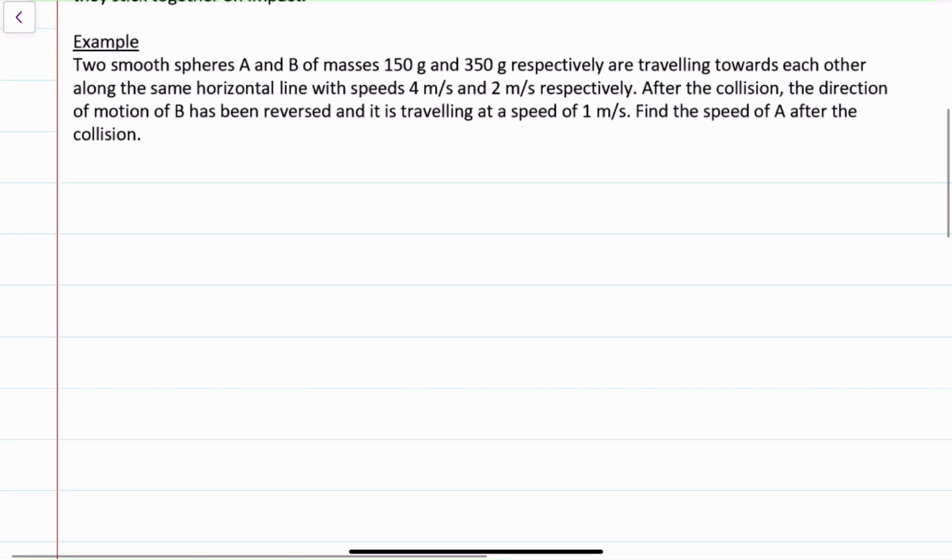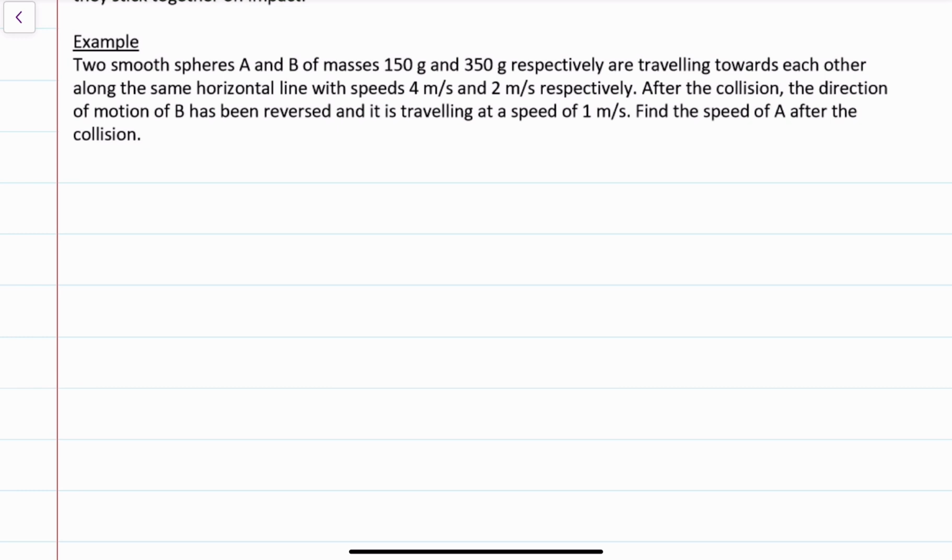So two smooth spheres, A and B, of masses 150 grams and 350 grams respectively, are traveling towards each other. And remember, direction matters. Along the same horizontal line with speeds of 4 meters per second and 2 meters per second respectively. After collision, the direction of motion of B has been reversed and is traveling at a speed of 1. Find the speed of A after collision.